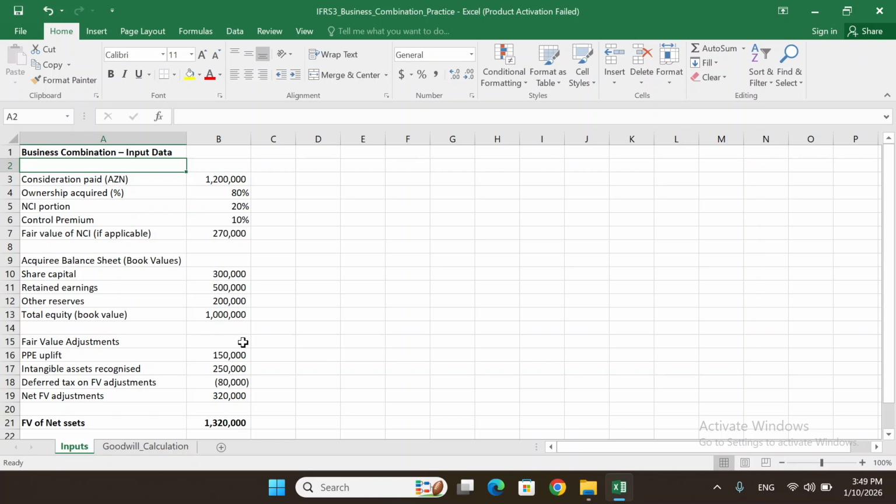Hello everyone. Today we are going to talk about practice of business combinations IFRS 3, calculation of the goodwill and calculation of the NCI and how calculation of the NCI actually impacts subsequent measurement. Let's assume that we are acquiring the company and we are paying 1.2 million for 80% of the shares. This means that our non-controlling portion is only 20%.